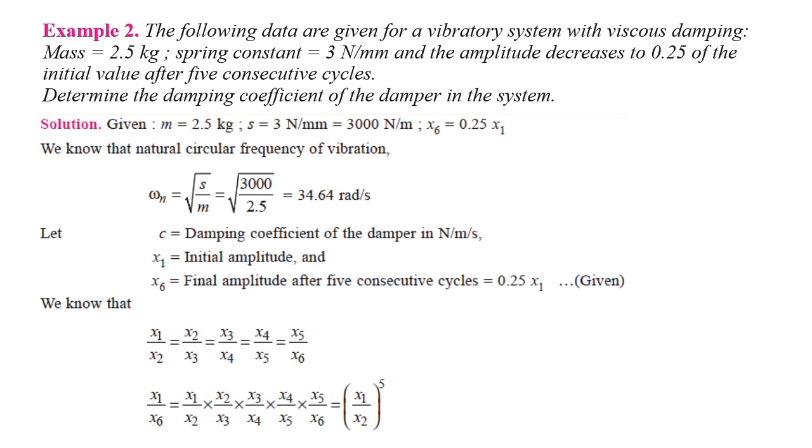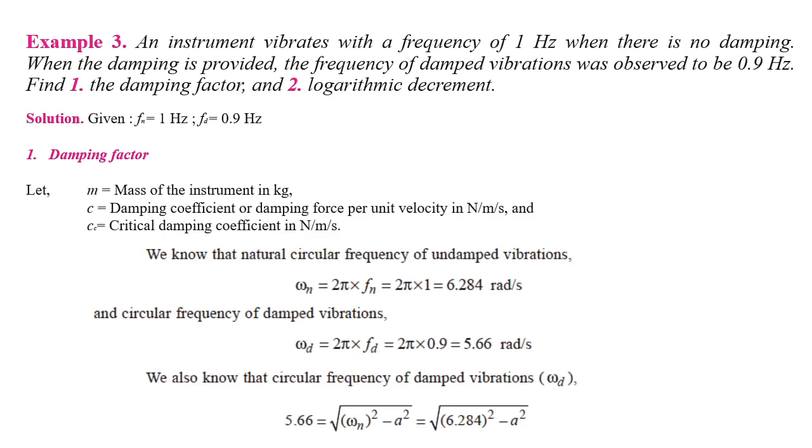Therefore x1 upon x6 can be given as x1 upon x2 into x2 upon x3 into x3 upon x4 into x4 upon x5 into x5 upon x6. The x2, x3, x4 and x5 values will cancel, and the remaining will be x1 upon x6 only. Therefore x1 upon x6 is equal to x1 upon x2 bracket raised to 5. Here we know one ratio, that is x1 upon x6 is equal to 1 upon 0.25, that is 4, so x1 upon x2 is 4 raised to 1 upon 5. I will get the value of x1 upon x2.